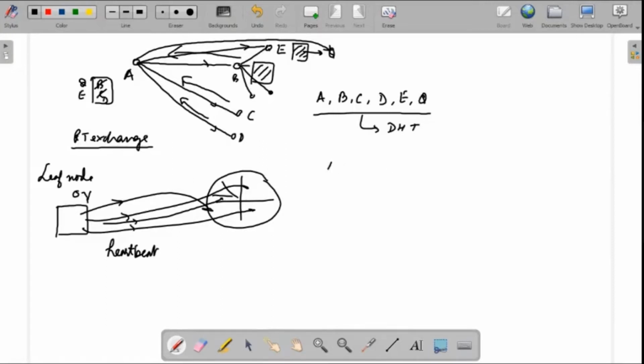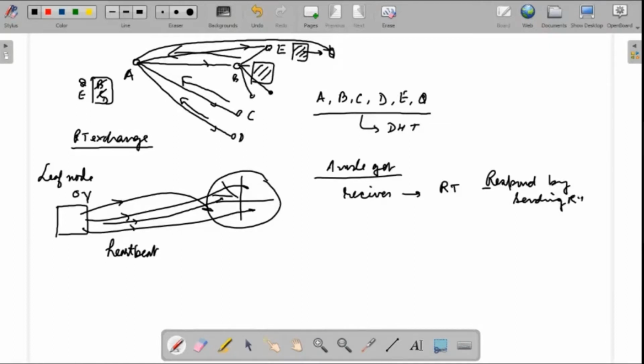So the rule is: if a node receives a routing table, the response will be to respond by sending its routing table. And similarly, if it receives a heartbeat, then also respond by sending the routing table.